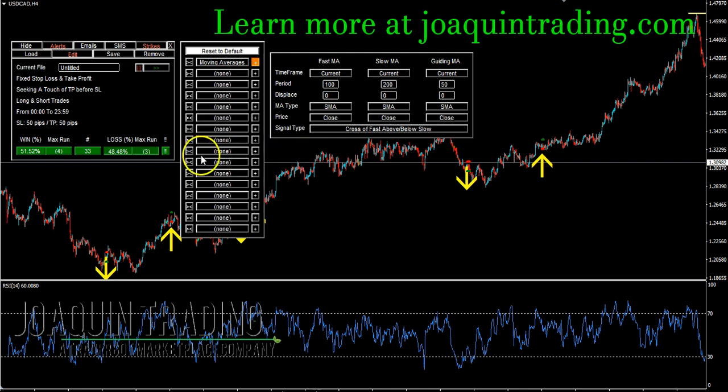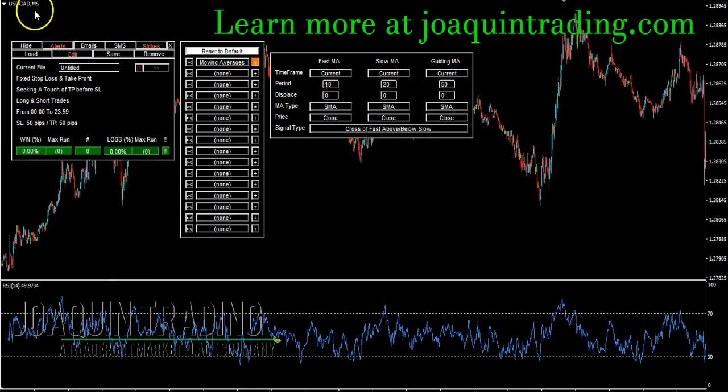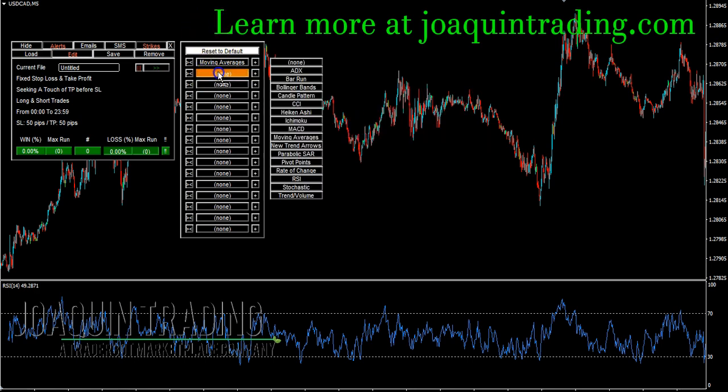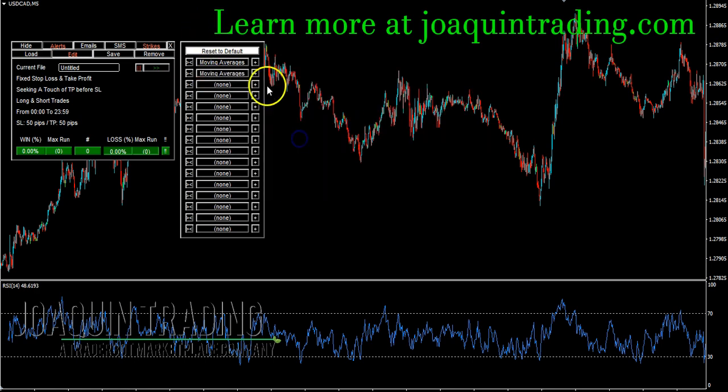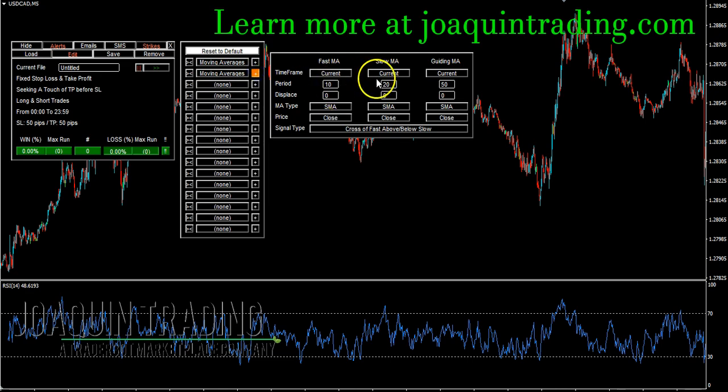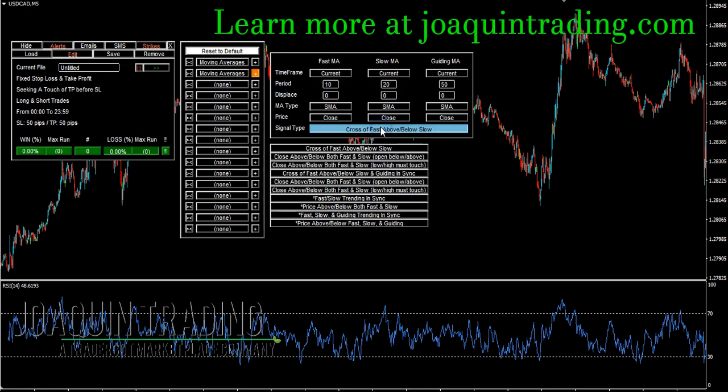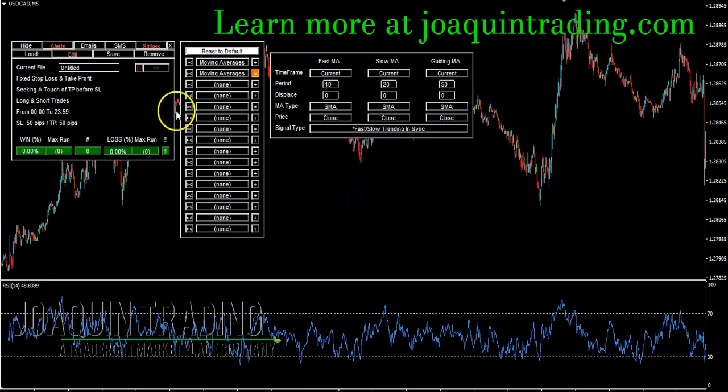Let me just show you here. So we're looking at a 10 by 20 moving average crossover, right? And we're going to put it on the 5-minute chart. Right here you can see the 5-minute chart, 10 by 20 moving average crossover. The fast crosses the slow. We're going to look at moving averages again, the 10 and the 20 crossover. But this time we're going to look at the higher time frame, not the current time frame.